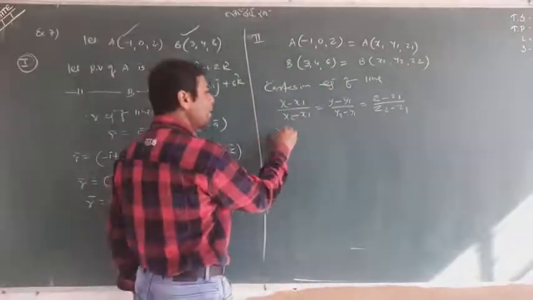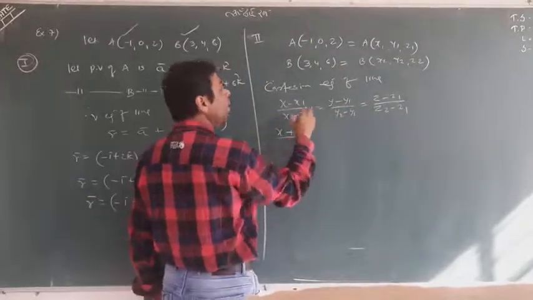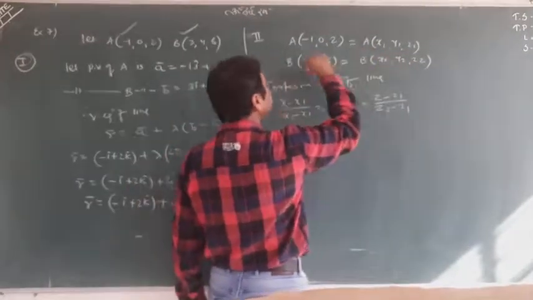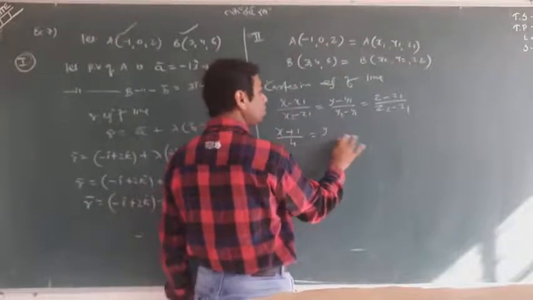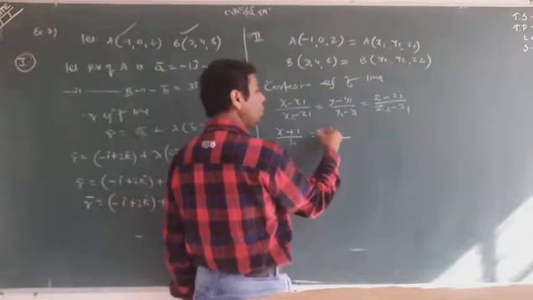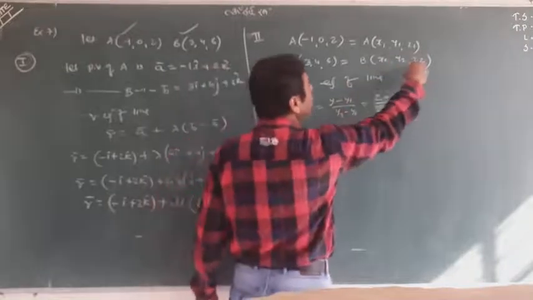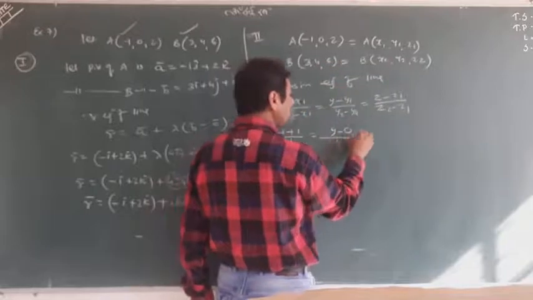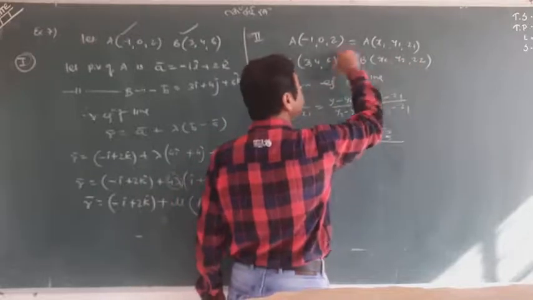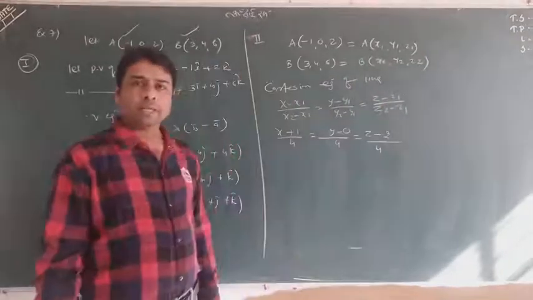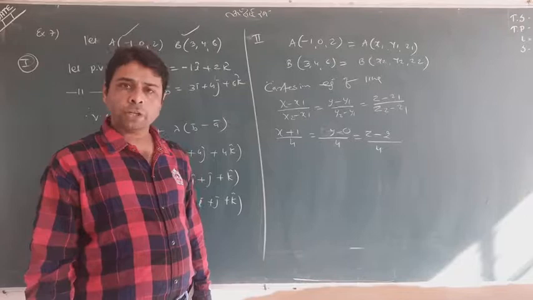Going on: x plus 1 over x2 minus x1, which is 3 minus (-1), 4; y minus 0 over y2 minus y1, meaning 4 minus 0, 4; z minus 2 over z2 minus z1, 4. This is the answer, in Cartesian form.